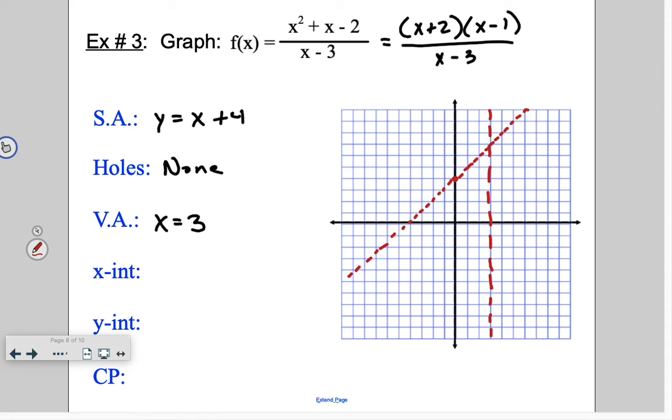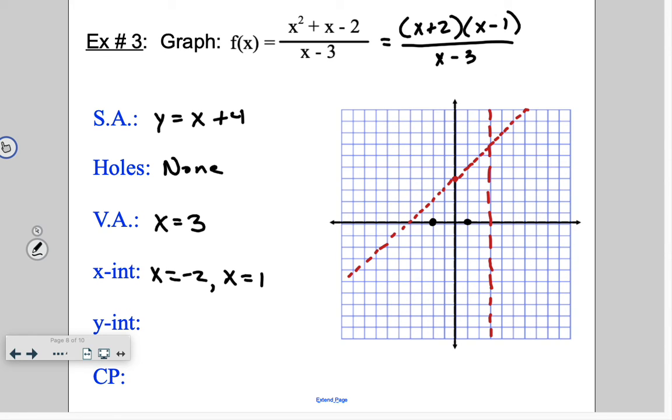So right there. And now we find the rest of these. X-intercepts, wherever the numerator is equal to 0, which means we've got one x-intercept at negative 2, and we've got another x-intercept at positive 1. Right, so there are 2 of them. There's those 2 points.